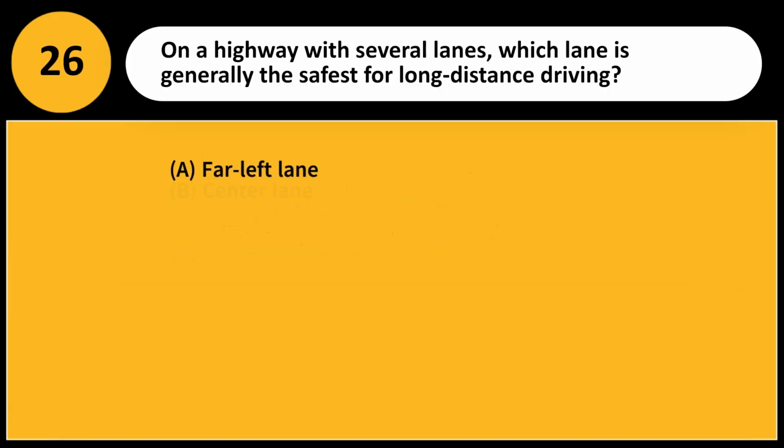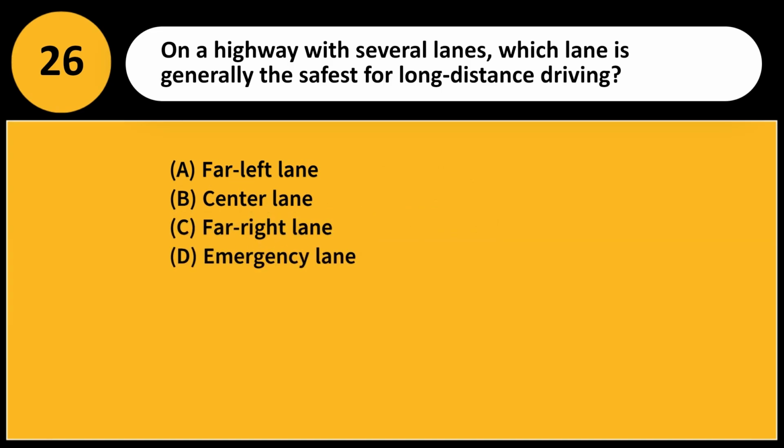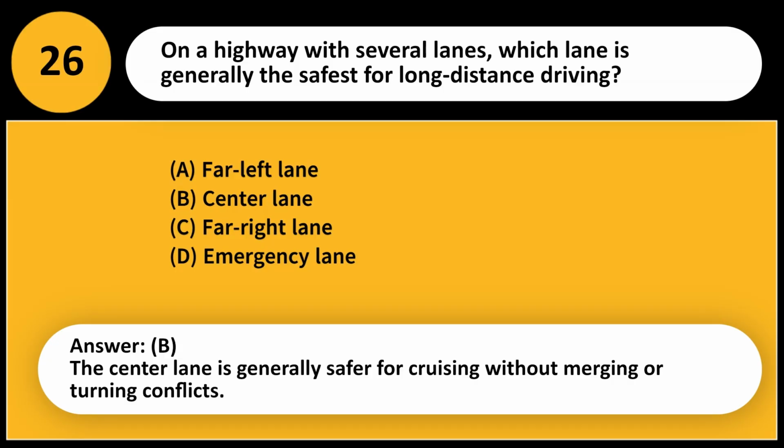On a highway with several lanes, which lane is generally the safest for long-distance driving? A. Far left lane. B. Center lane. C. Far right lane. D. Emergency lane. Answer, B. The center lane is generally safer for cruising without merging or turning conflicts.